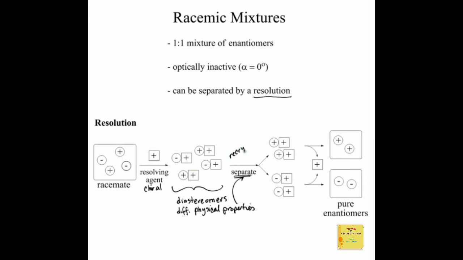Recrystallization is a very common method here. And we can effectively separate the plus-plus diastereomers from the plus-minus diastereomers. And then all we have to do is we can remove and hopefully recover, so we can reuse it, our chiral resolving agent, thus freeing up our enantiomers, and now we have these in two separate containers. So we have a container of just our plus enantiomer and a container of our minus enantiomer, and we've effectively separated the two enantiomers. This process is called a resolution of a racemic mixture.